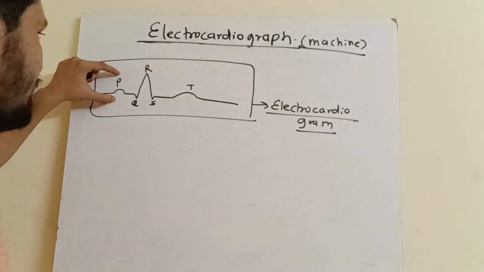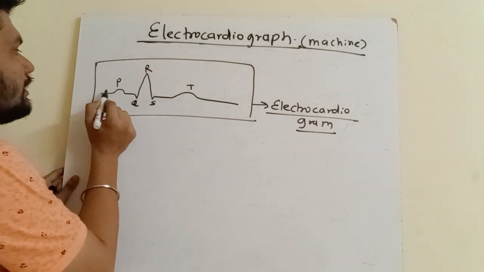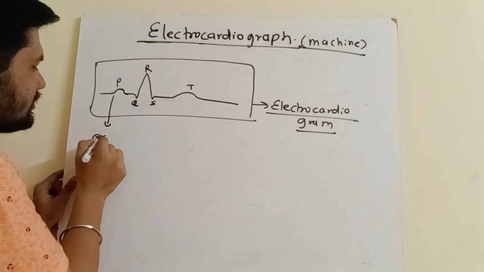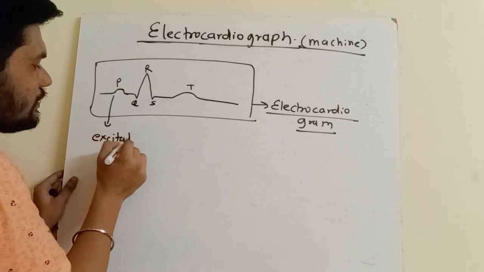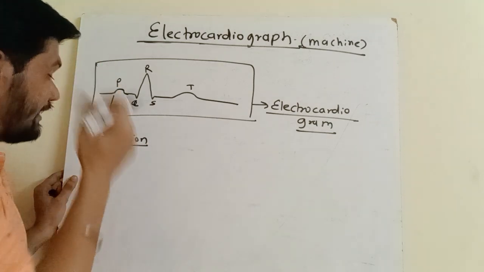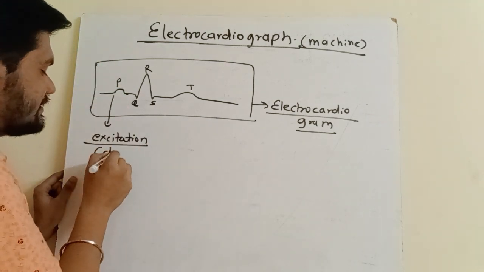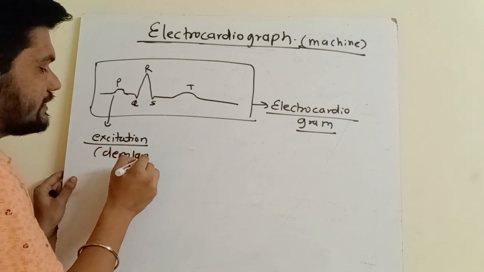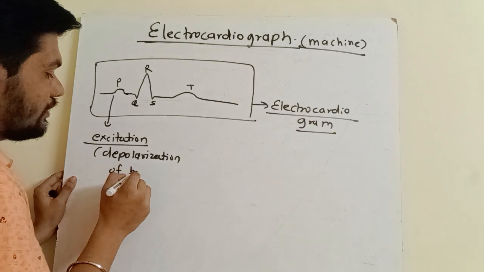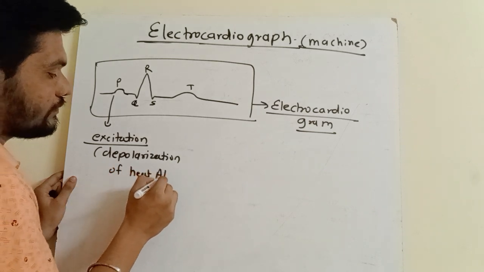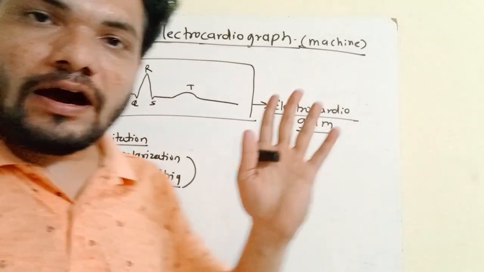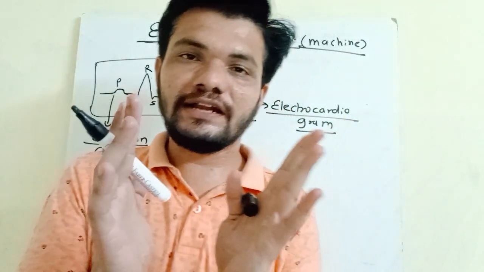The first, P, is an indication of the excitation, the depolarization, of the heart atria. So the P wave means your atria are beginning to contract.